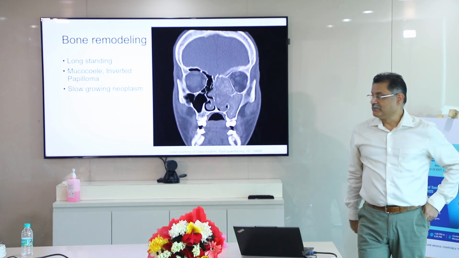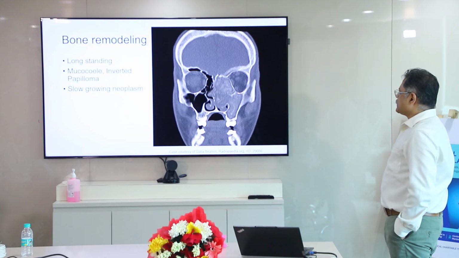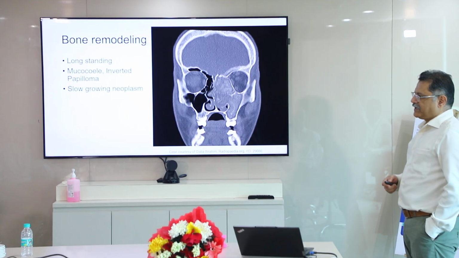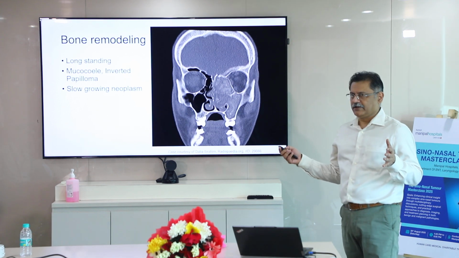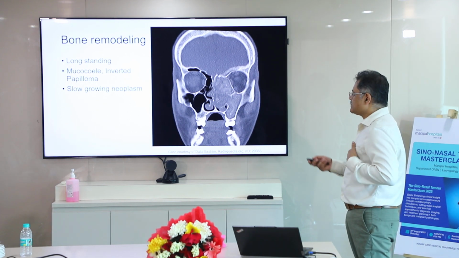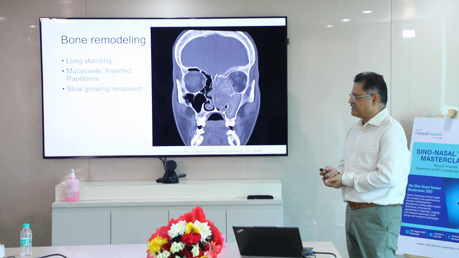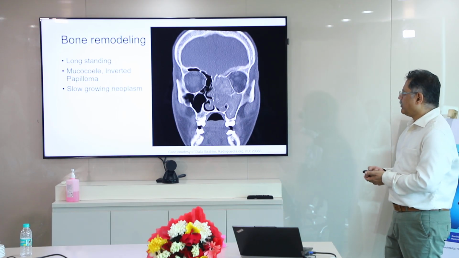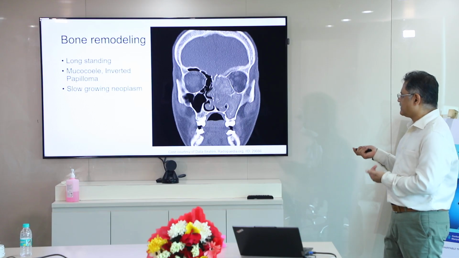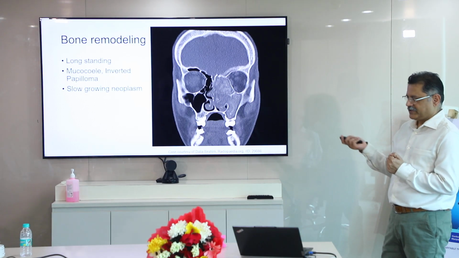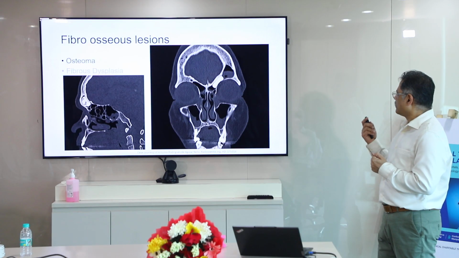That's much simpler. So, bone remodeling we see when it is really long standing and there is an expansile lesion. Again, this can be seen in things like mucocele or inverted papilloma, and simply it reflects that it is a slow-growing neoplasm. It is again not a tumor.